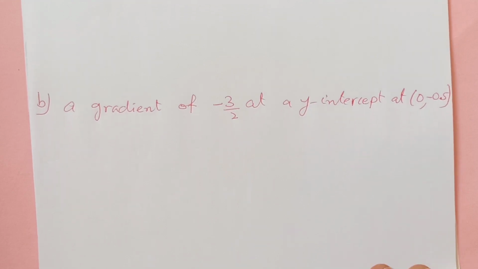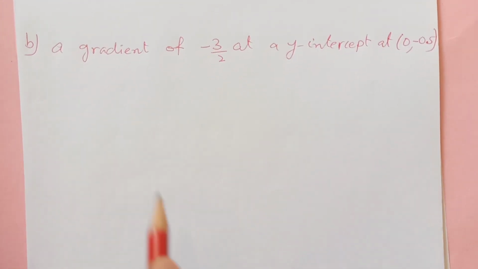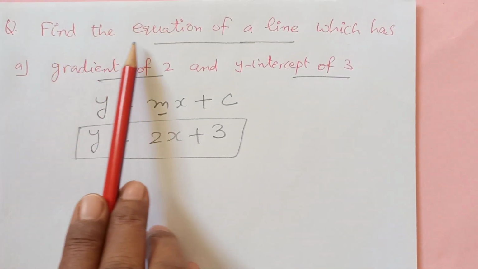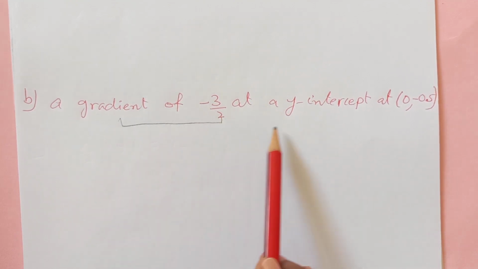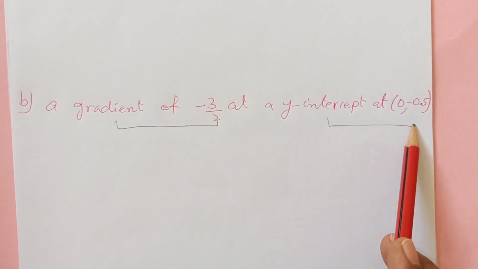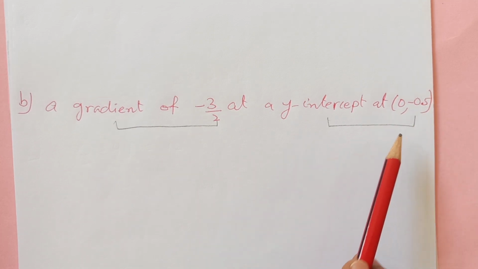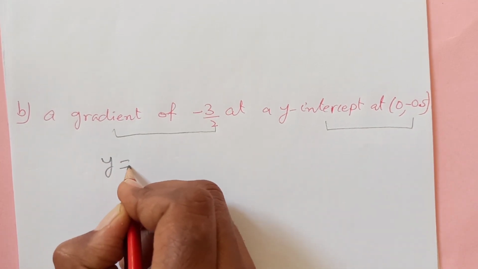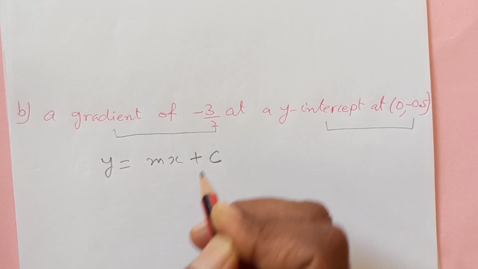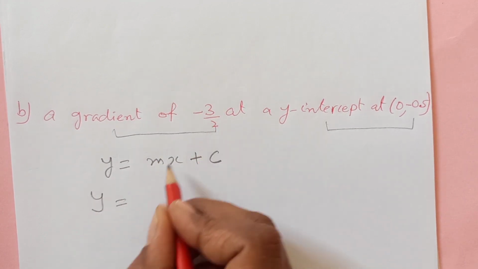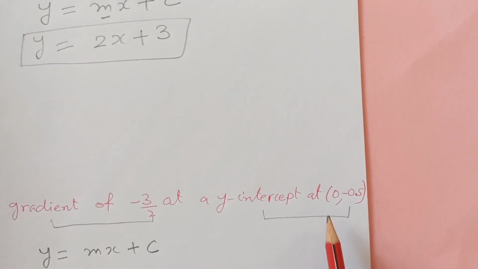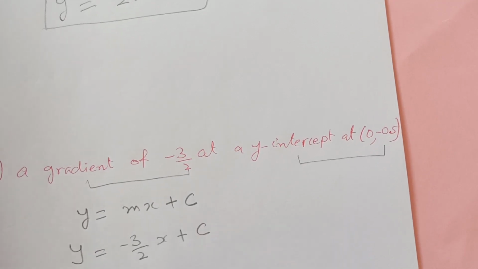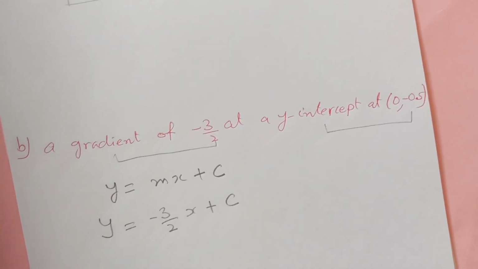Now secondly, a continuation here. Find the equation of the line which has a gradient of -3/2 and y-intercept at this point. Now we are not directly given the y-intercept, we are given it in another form. So let's see, y equals mx. m is now -3/2 x and at here. Now you see at (0, -0.5). So c we can write down like this.